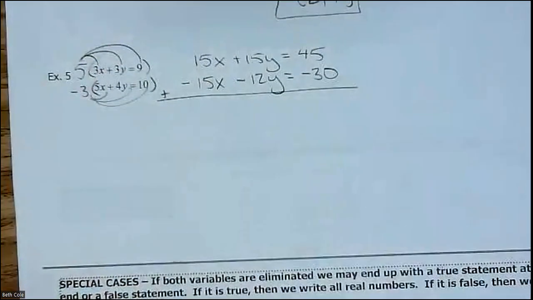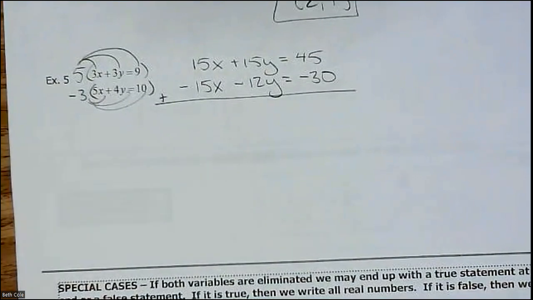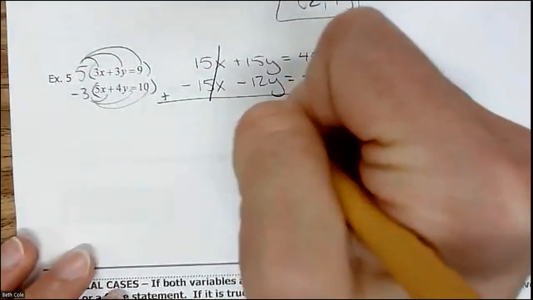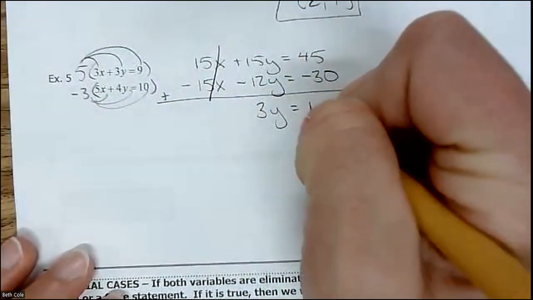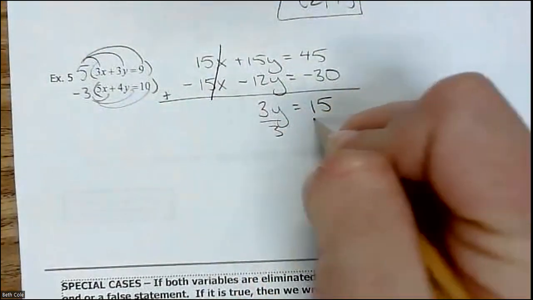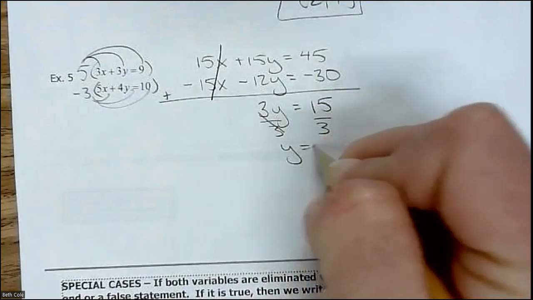And now when you add them together, it will work. So if it doesn't work, you have to manipulate it so that it will work. Did you get that right now? Okay. The x's cancel. What do you get for the y's? All right, 3y, good, equals 15. Divide by 3. y is 5.